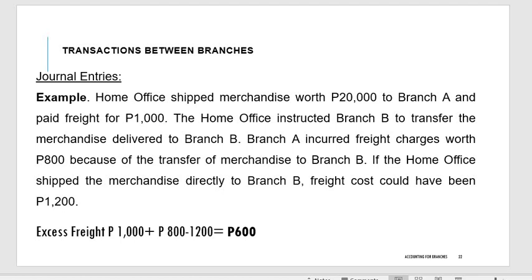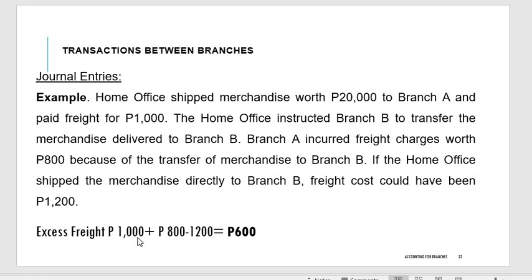Okay, so ano to ha? The home office instructed branch A to transfer merchandise to branch B. Kasi diba it was shipped first to branch A. So parang mag-transfer si branch A, mag-receive ng merchandise si branch B. Okay. So if it was shipped directly to branch B, the freight cost should have been 1,200. So may excess freight. So how do we compute for the excess freight? So yung excess freight is yung 1,000 that's from home office to branch A. So naka-incur.